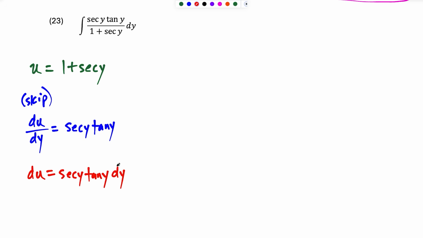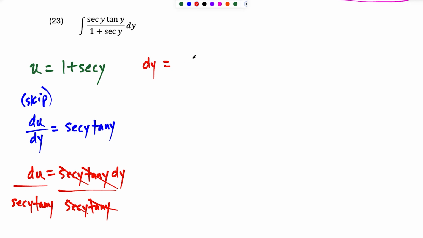But in this case, we have a dy. So next we could say divide both sides by secant y tangent y. Okay, so we're going to divide both sides by secant y tangent y. And now from here, secant y over secant y cancels, tangent y over tangent y cancels, and we have dy equals du over secant y tangent y. And now we're ready to make our substitution.